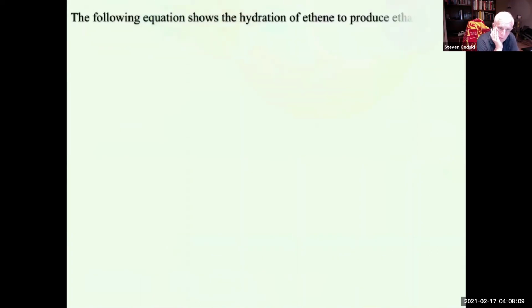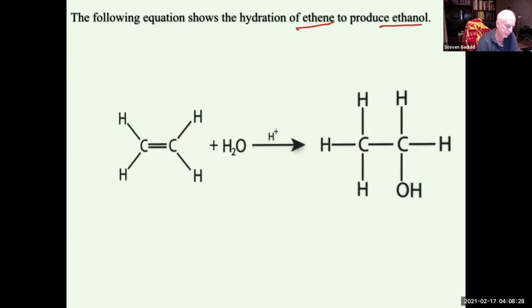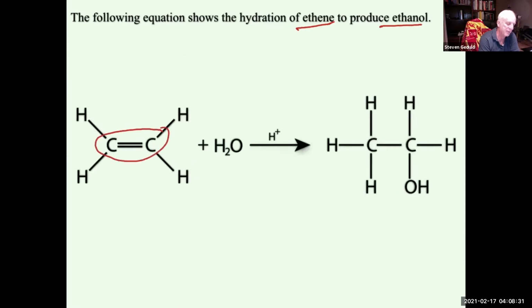All right. So the following equation is a hydration of ethene to produce ethanol. Ethanol is drinking alcohol. That's vodka, scotch, rum. That's what's in your drink to make it alcoholic: ethanol. So we take ethene and we turn it into ethanol. This is ethene. Ethene is 2 carbons, 1 double bond. It's not ethane because there's no other place to put the bond except right there. So that's ethene. You're adding water.